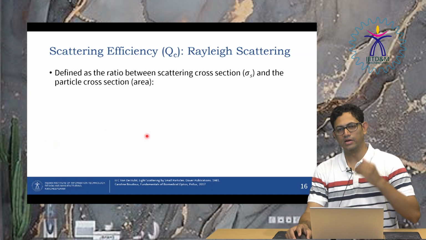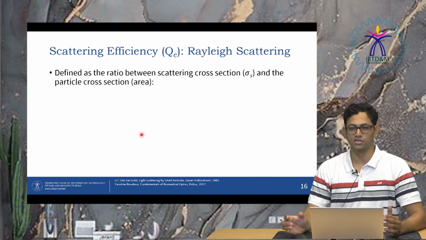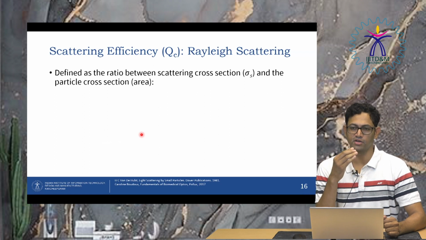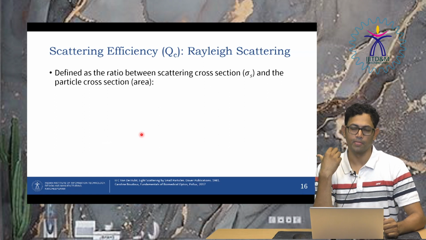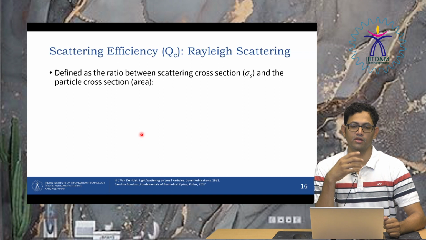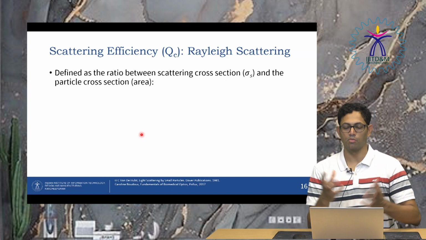Now in the earlier class we talked about scattering efficiency. When we were talking about the bulk optical properties of the tissue, that is the scattering coefficient as well as the absorption coefficient, and when we talk about the scattering coefficient, we talk about the scattering cross section, the effective scattering cross section. At that time we introduced a parameter known as scattering efficiency. From scattering efficiency we can quantify the scattering cross section, and from that we can quantify the scattering coefficient, which is the bulk optical property of your tissue.